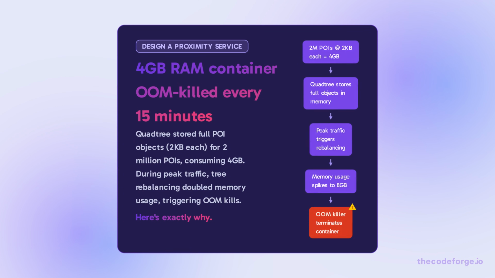A food delivery app's proximity service crashed every 15 minutes with 500 errors. The container had 4 GB of RAM and was OOM-Killed. The team assumed a memory leak in the Geohash library, but the real culprit was different. The Quadtree stored every POI's full address and metadata, 2 million objects at 2 KB each, consuming 4 GB. During peak traffic, tree rebalancing doubled memory usage, triggering the OOM killer.